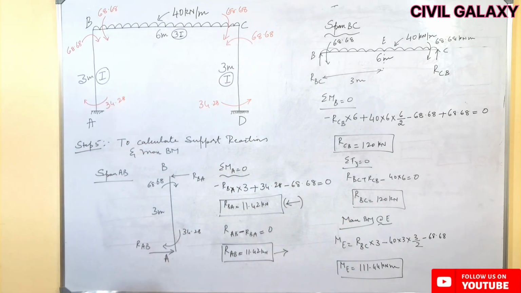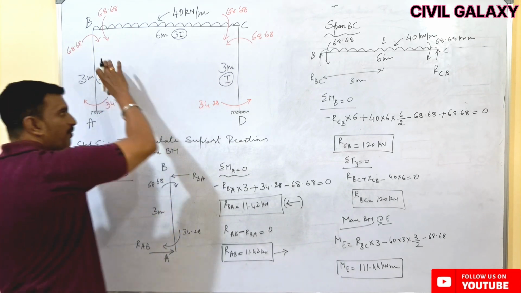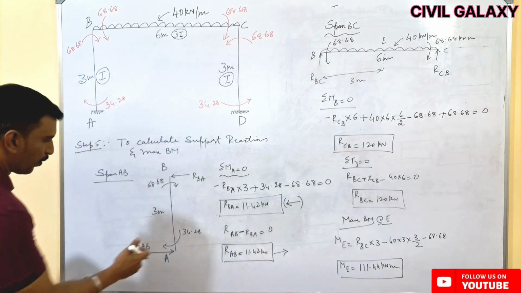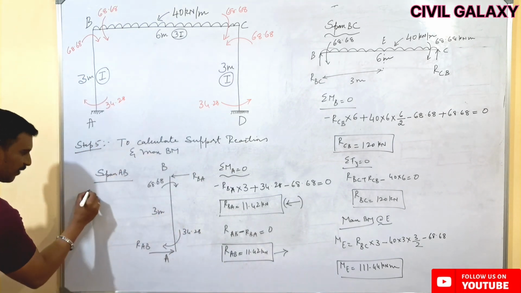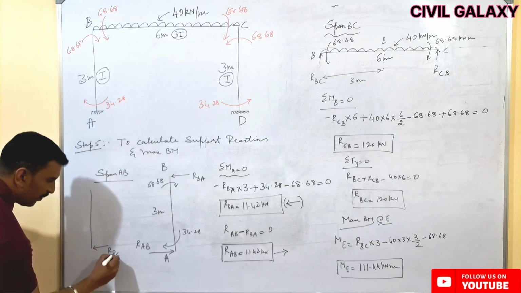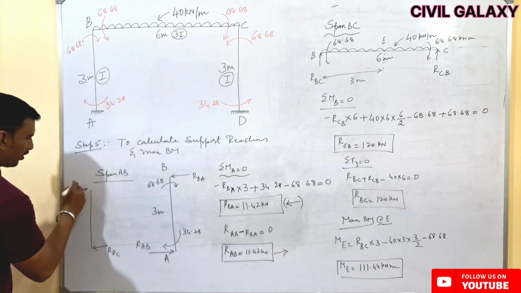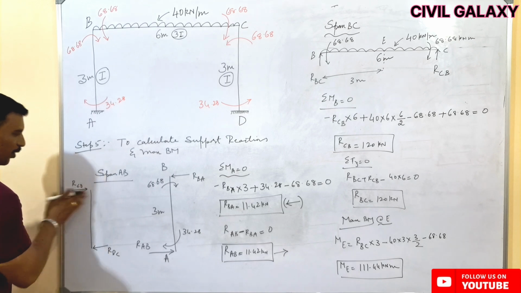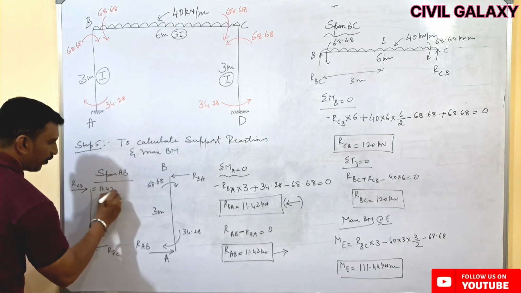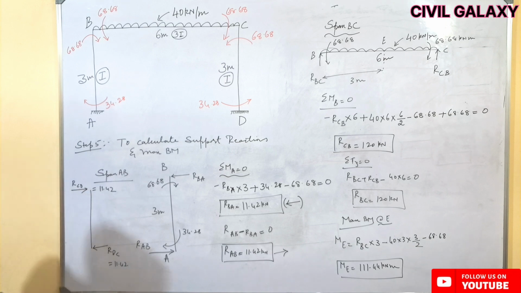Similarly, for span CD, everything is similar to span AB. The same values will be applied for span CD, since it is a symmetrical beam and is identical. The only thing is that for span CD, the reaction from D to C will be in the negative X axis, and the reaction from C to D will be in the positive X direction. So the RCD value will be equal to 11.42, and similarly the RDC value will be equal to 11.42 kilonewtons.